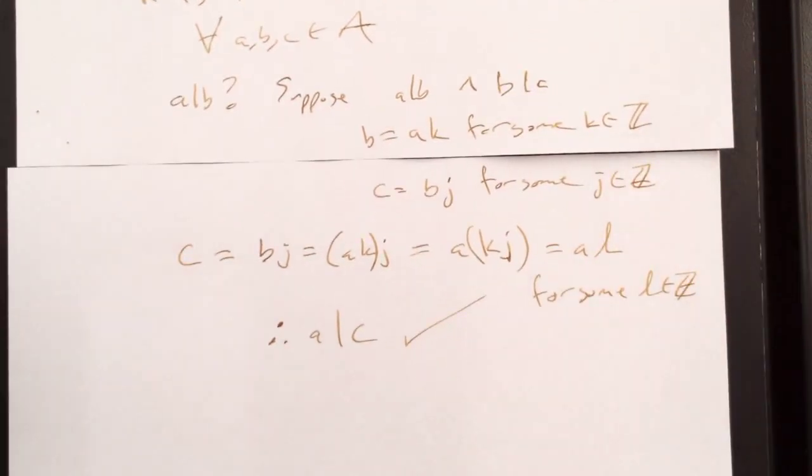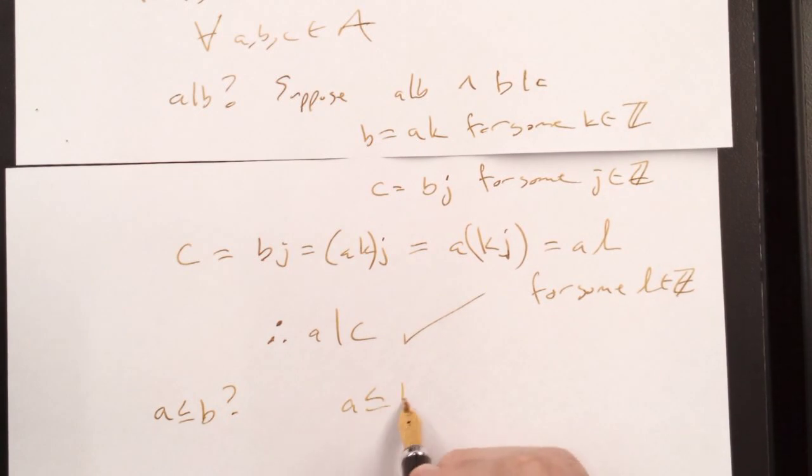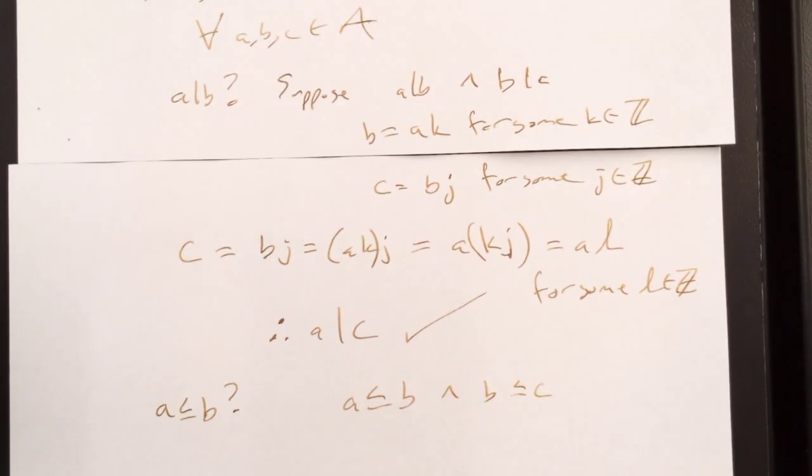How about our order, less than or equal to? Is that transitive? I'll just write out what it means. Suppose A is less than or equal to B and B is less than or equal to C. What do you know about A and C?